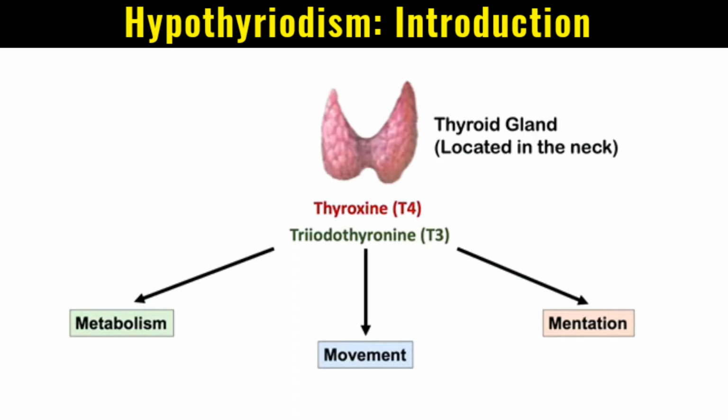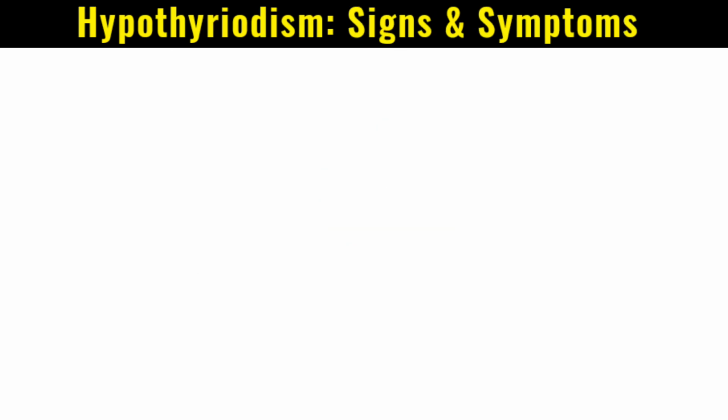So if we have low levels of thyroid hormones, as we see in hypothyroidism, we're going to have low metabolism, low movement, and low mentation. And this is going to help us remember the signs and symptoms of hypothyroidism in the next upcoming slides. So what are some of the signs and symptoms of hypothyroidism? The first one I'm going to talk about here is cold sensitivity.